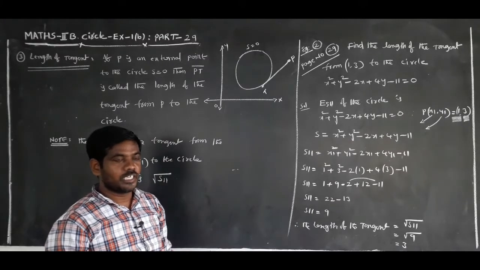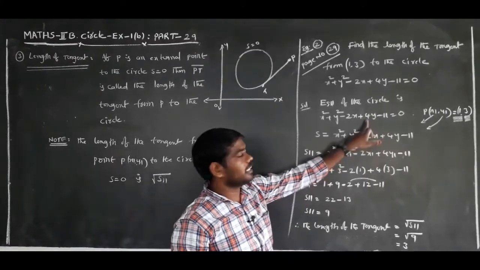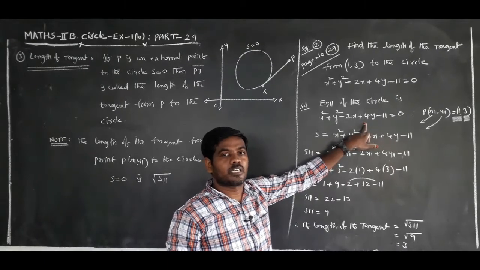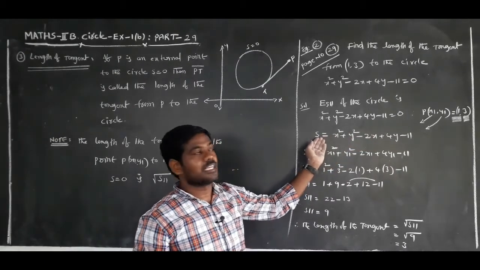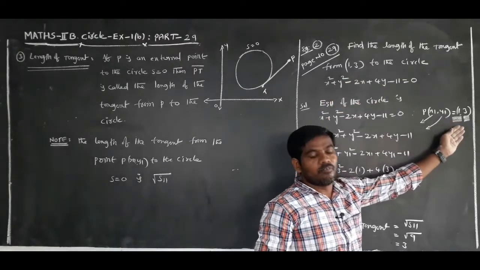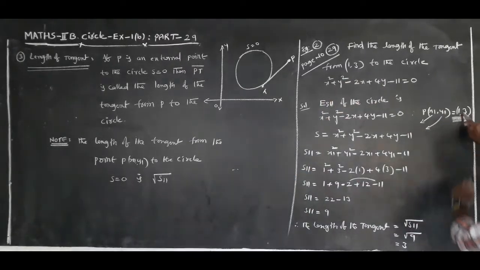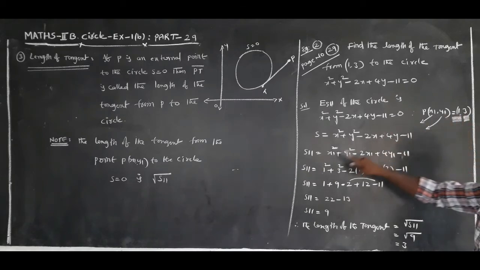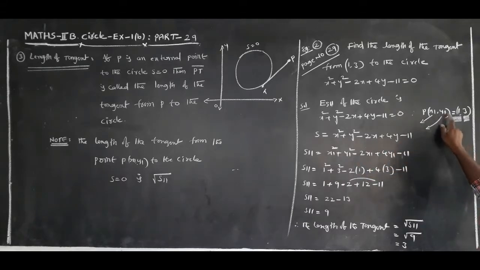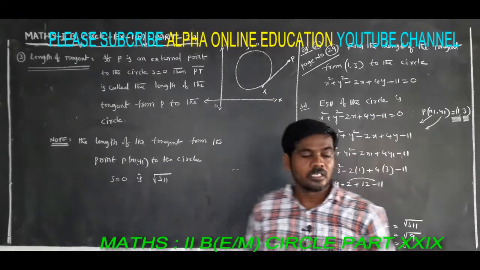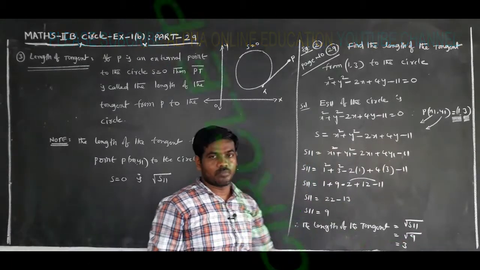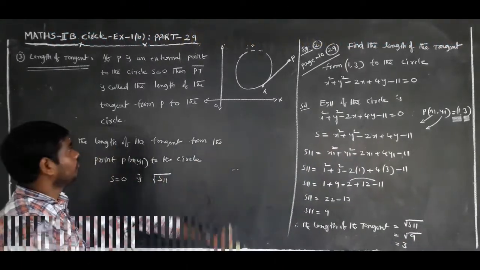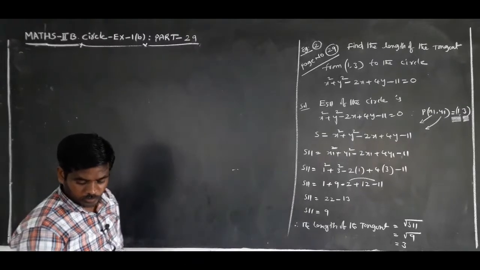Length of the tangent. So here, given the equation of the circle, let it be S, and given point x1, y1, substitute x equal to x1, y equal to y1. Again substitute the x1, y1 values in the given equation of the circle. Here the length of the tangent is equal to root S11. Again one problem in exercise B.